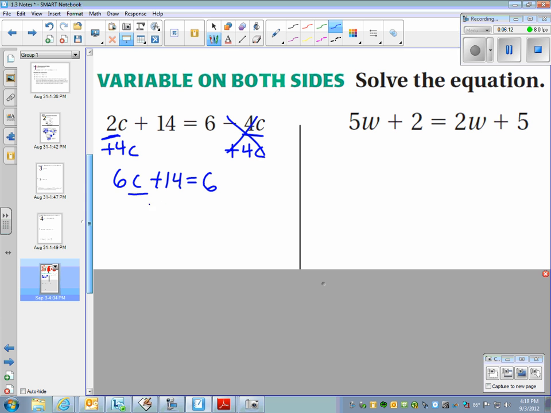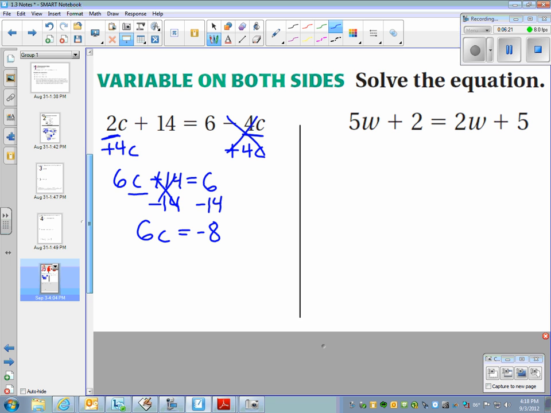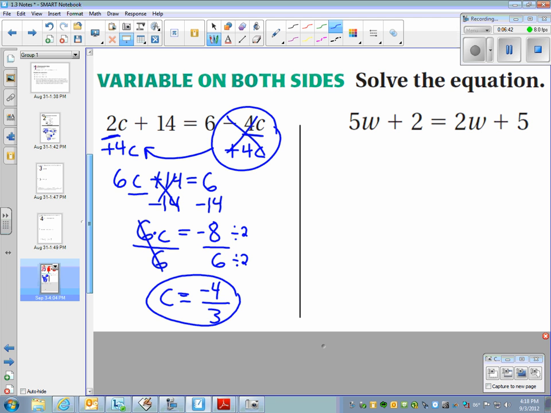So now we want to get our c by itself, so we subtract 14. And then we divide, because we're doing multiplication, so we want to do the opposite. We can reduce that fraction by dividing them both by 2. So our final answer is negative 4 over 3. That's it. So again, once we did this first step of getting all the letters on the same side, it's all the same. Everything here is the same as we just did. Yay.